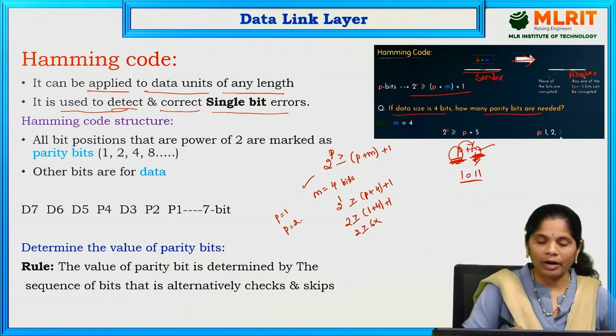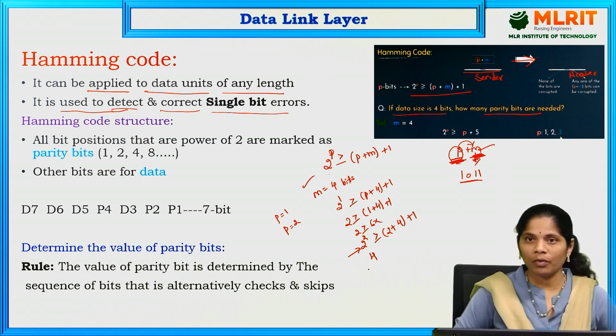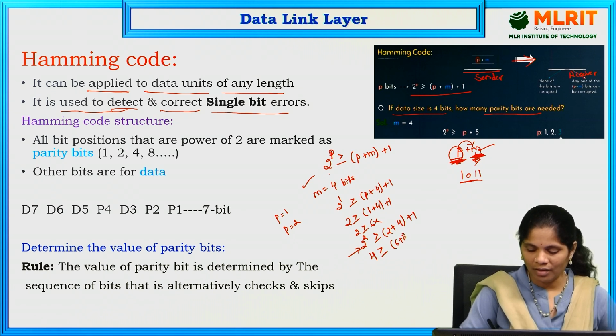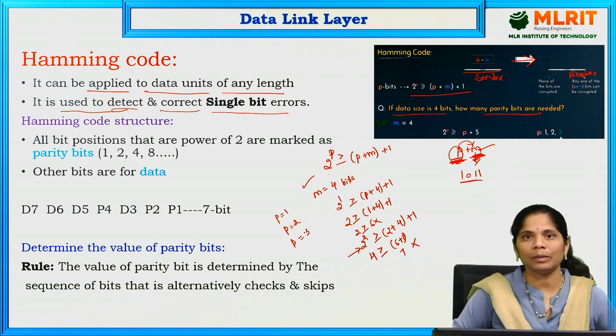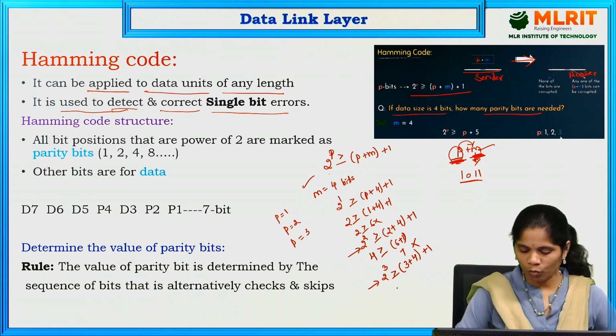Again, if we want to add 2 parity bits, 2 power 2 is 4, which must be greater than or equal to 2 plus 4 plus 1, that is 7. Here also it is not satisfied. Next, if I want to add 3 bits, 2 power 3, 2 cube, is 8, which must be greater than or equal to 3 plus the original 4 bits plus 1, a total of 8. So 8 is greater than or equal to 8, and the condition is satisfied.